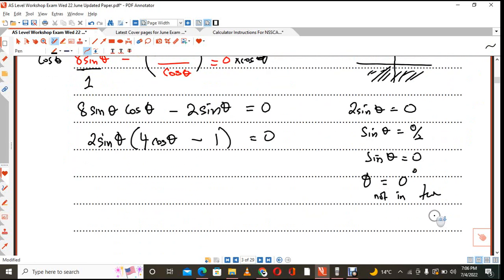Okay, it's not in the domain. I'm just going to write that in here. So that's why I'm going to ignore that. So what I'm going to work with is 4 cos theta minus 1 is equal to 0.